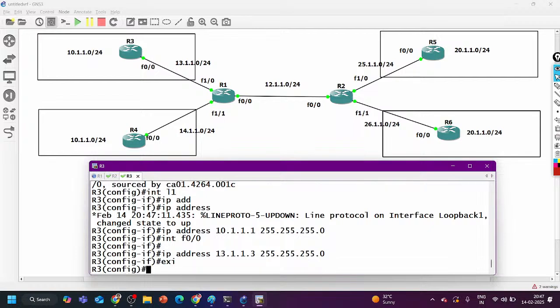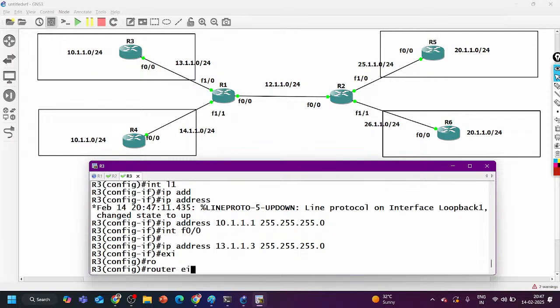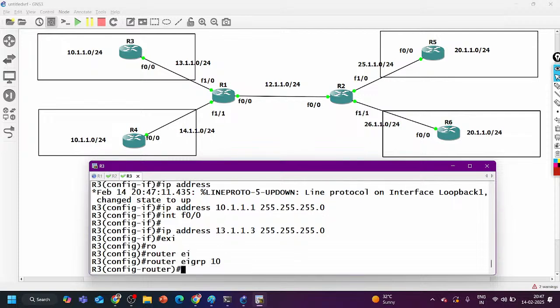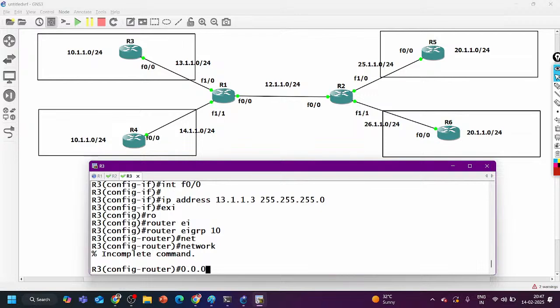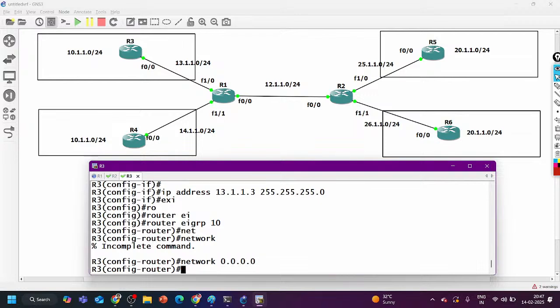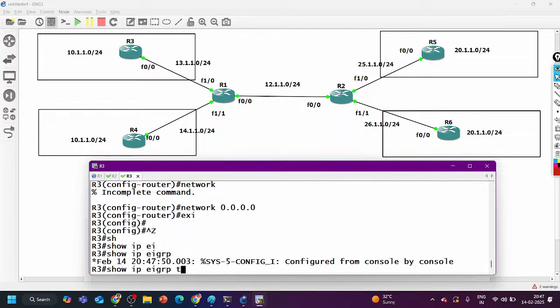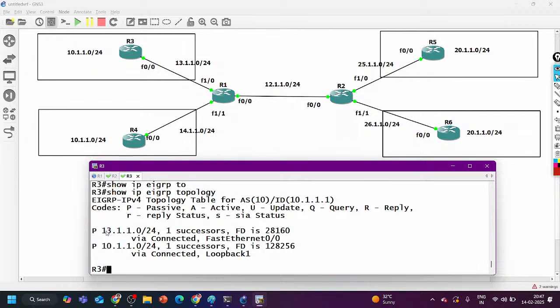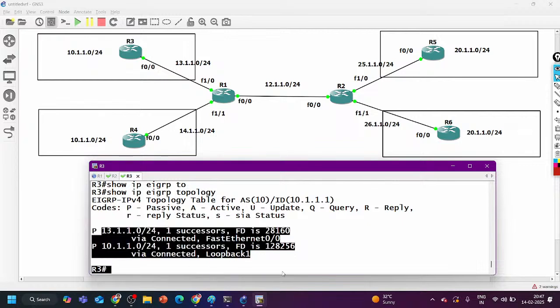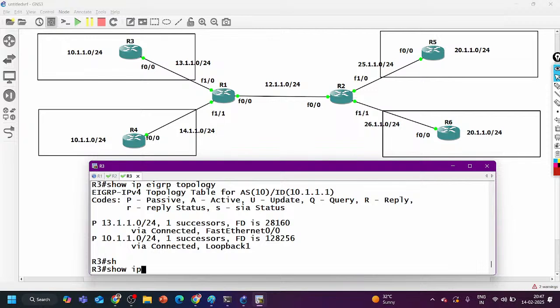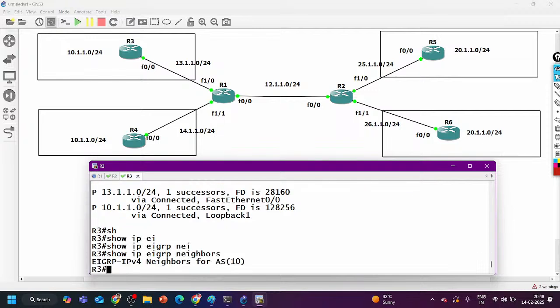Let me use OSPF or EIGRP. Router EIGRP number 10 and network 0.0.0.0. Correct? So show ip eigrp topology. In the topology table you can see I have installed both the subnets. But show ip eigrp neighbor. Do I have neighborship? No.